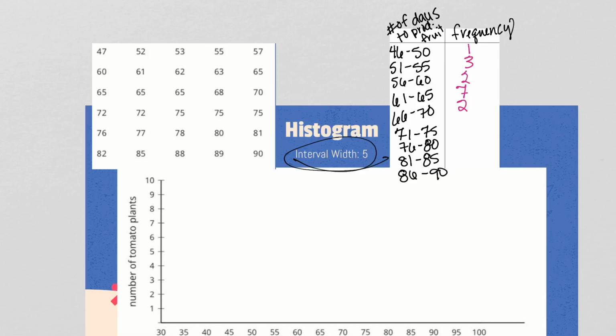From 71 to 75, we have 1, 2, 3, 4, 5. From 76 to 80, we have 1, 2, 3, 4. From 81 to 85, we have 1, 2, 3. And then we have our final 3. So we have 88, 89, and 90. That'll be between 86 and 90. So we have our 3 there.